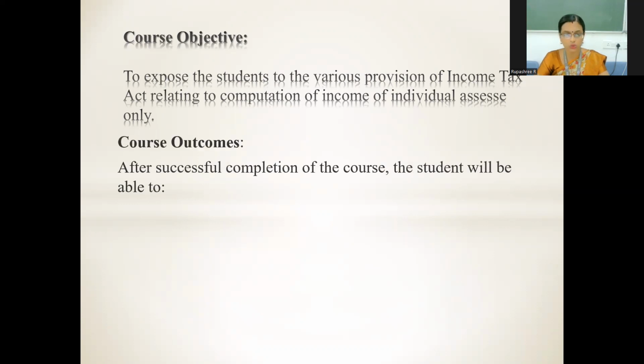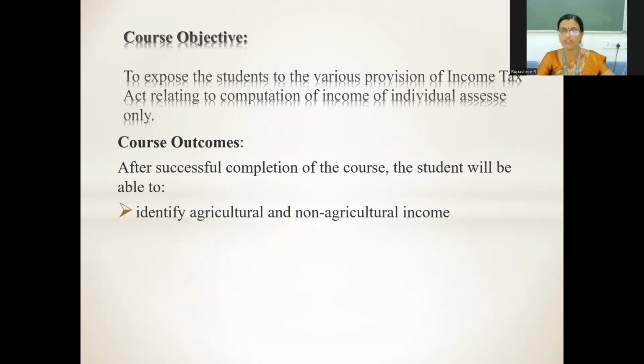Moving on to the course outcomes, which means after completing the course, you will be able to do the following things. Firstly, you will be able to identify what is an agricultural income and a non-agricultural income. Secondly, you will also be able to analyze the residential status of an individual. In simple terms, the tax to be paid by an individual differs based on his residential status.